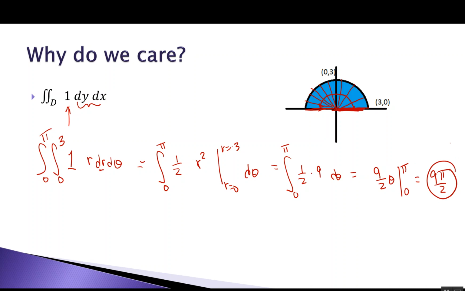And we can check this in this case because my integrand is just 1, so my answer should come out to be just the area of this semicircle. Well, the whole circle is going to be pi r squared, which is pi times 3 squared, which is 9 pi. We have half of it, so bingo. Easy peasy to do. There's my check.